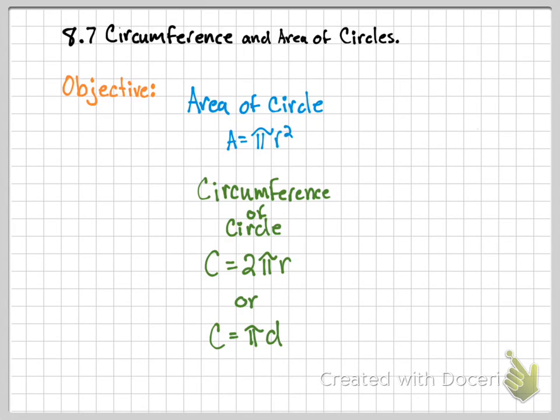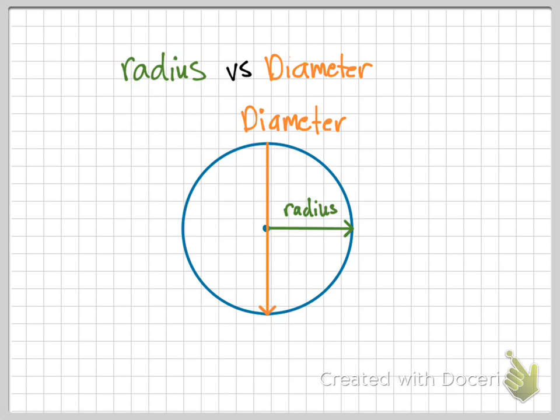In this lesson, we are going to cover two formulas: how to find the area of a circle and the circumference of a circle. Let's first start by distinguishing the difference between the radius and the diameter. Let's talk about the radius first. So the radius is the distance from the center to the edge of the circle.